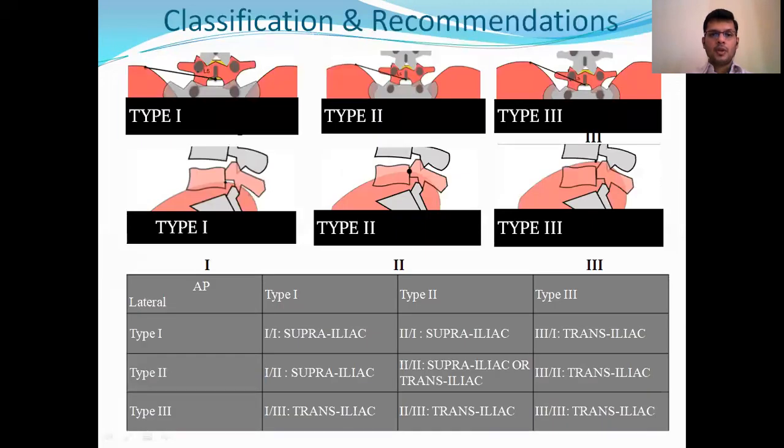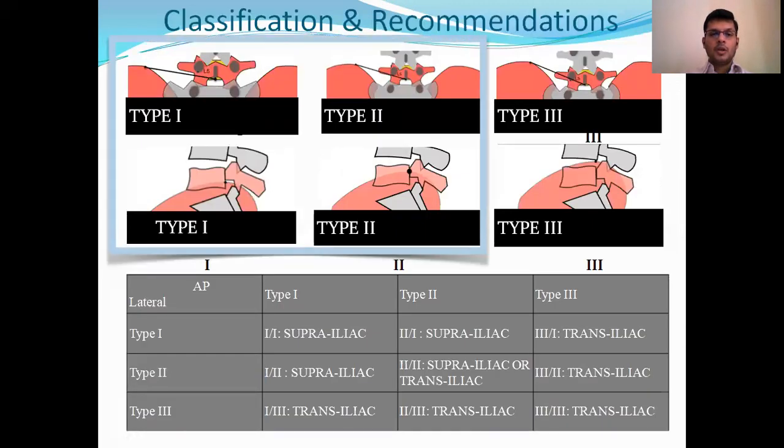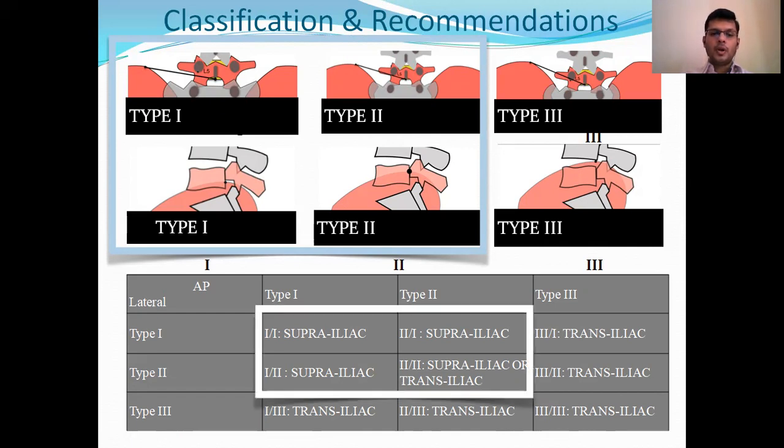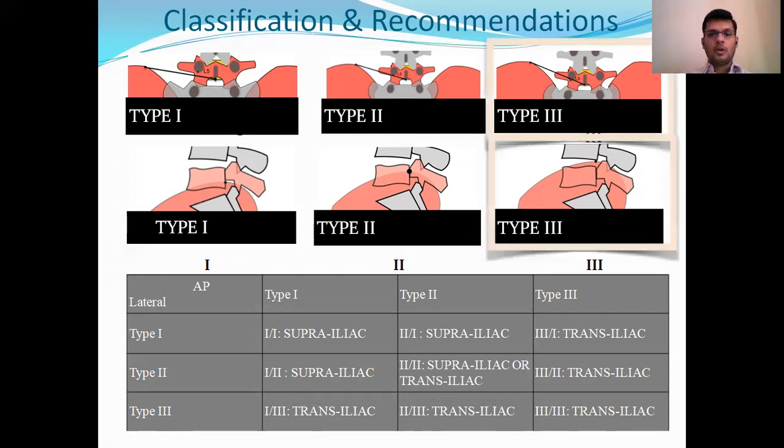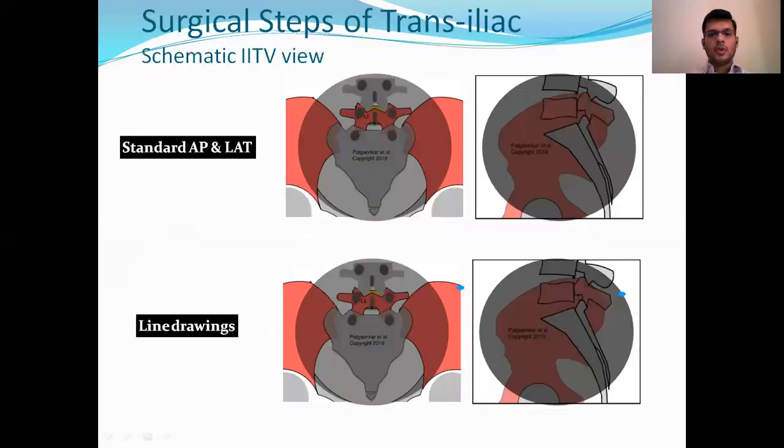On the basis of the classification, the following recommendations were made. If it is a type 1 with type 1 or type 1 with type 2 relationship, then you can go ahead with the suprailiac approach. If it is a type 3 relationship in either AP or lateral view, then transiliac approach should be considered.